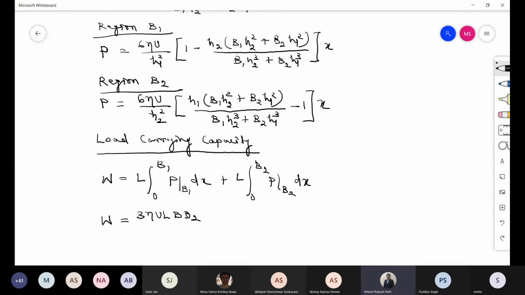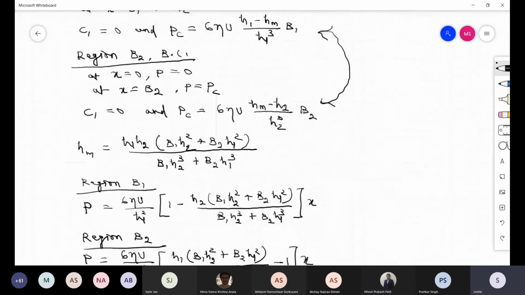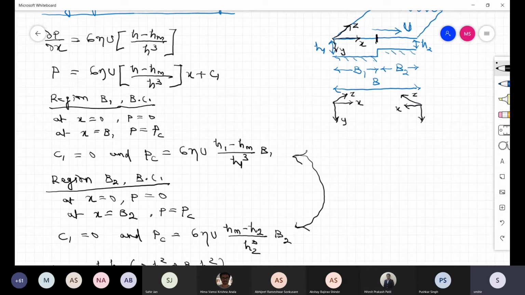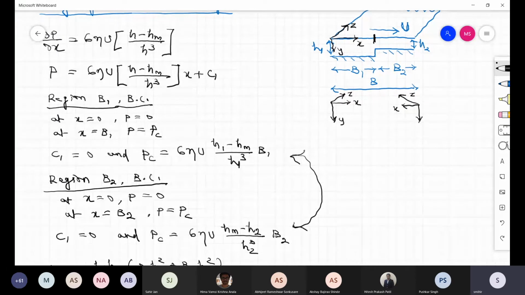So that should be from B1 to B2. Why? I am taking the coordinate system. You see the coordinate system. Okay, I am solving separately. Probably you did not get why I am using Pc. I am solving this section separately. This is region B1. This section separately, region B2.